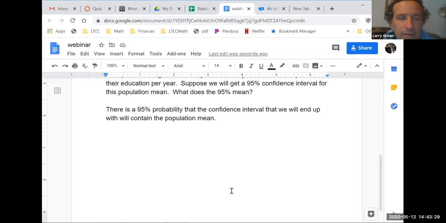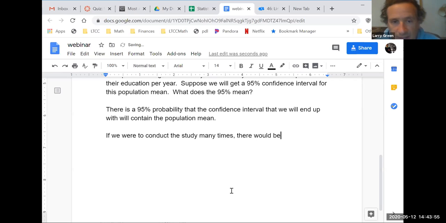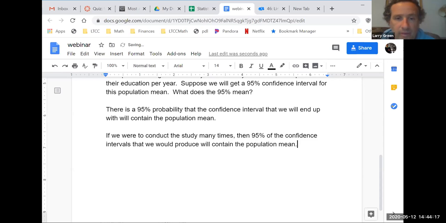So this is really important, and it's usually one of the harder things. So in particular, another way of saying this is that if we were to conduct a study many times, then 95% of the confidence intervals that we would produce will contain the population mean. Any questions on this idea?